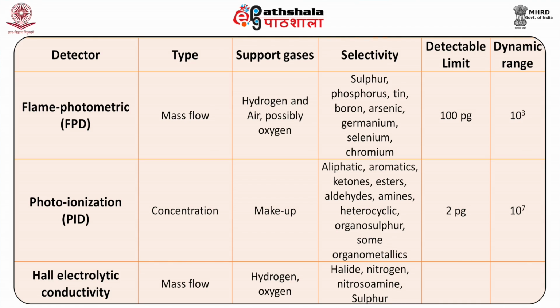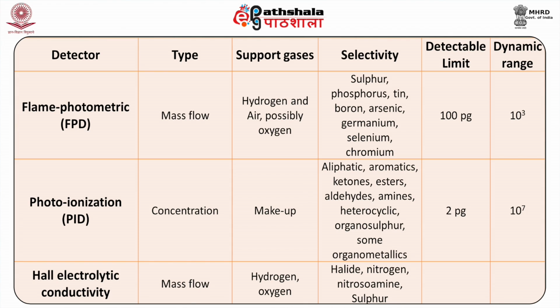Next is photoionization detector. Type is concentration. Support gases makeup. Selectivity aliphatics, aromatics, ketones, esters, aldehydes, amines, heterocyclics, organosulfur and some organometallics. Detectable limit is 2 picograms and dynamic range is 10 raised to power 7. Next is Hall electrolytic conductivity detector.